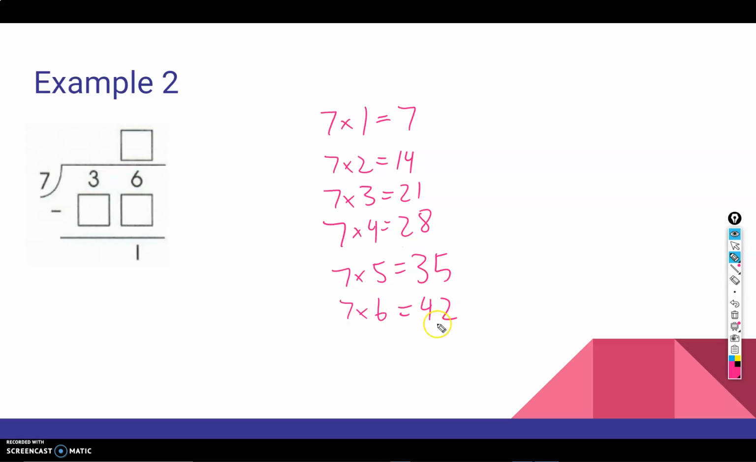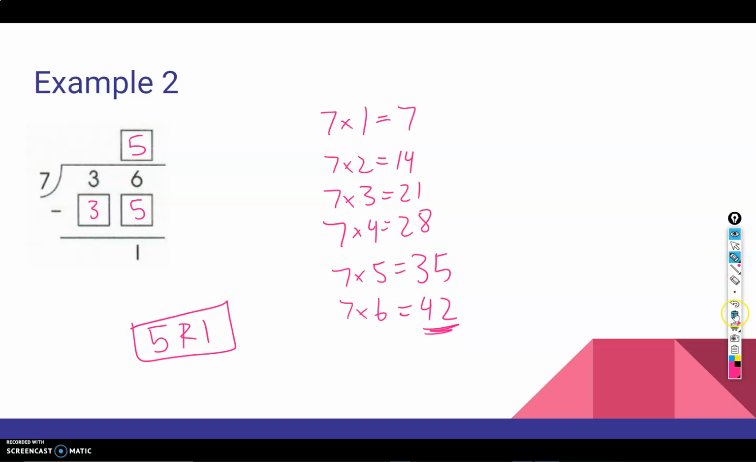42. As you can see, 42 is too big to go into 36, so our quotient must be 5, right? And 35 is smaller than 36. It's not a perfect match. So we must subtract 35 from 36, which gives us our answer of 5 remainder 1.